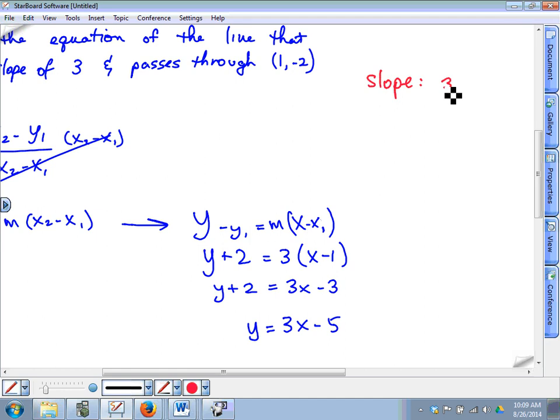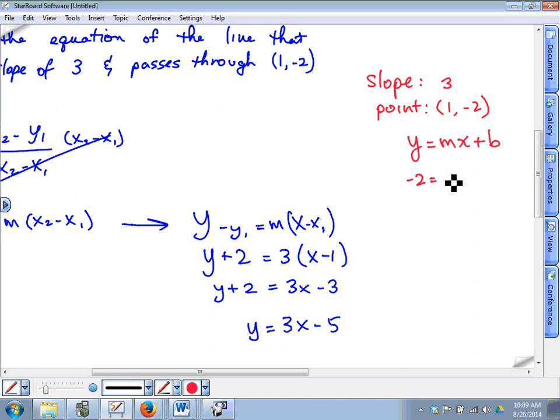So the slope is still 3 and the point is still (1, -2). We're supposed to come up with this form of the equation, true or false? y = mx + b, right? Do we know the slope? Do we know b? No. But do we know an x and a y? True. So plug all the known values in.